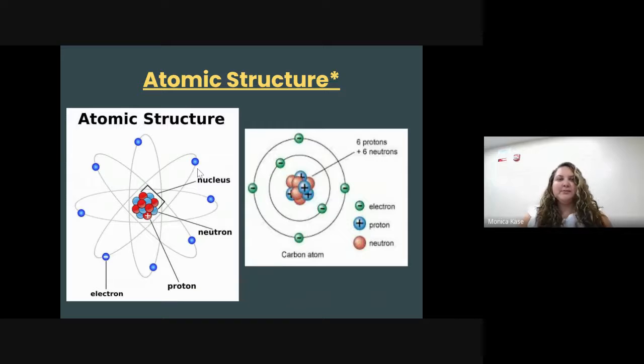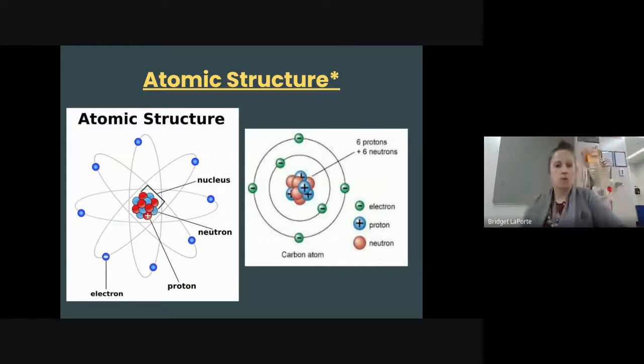They go quickly, like Ms. Laporte said, and those are normally indicated with a negative inside that circle, so that you know that those are the electrons, or that negative charge. And we will be taking you through some diagramming during class time, so that we can get a feel for putting together these atoms and how they are structured.